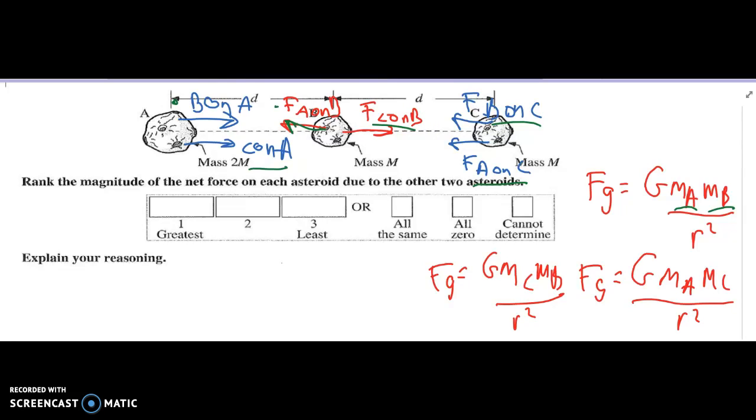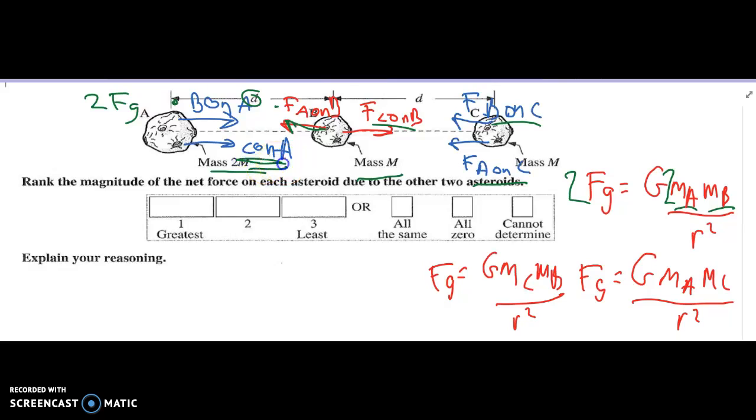So the first one, let's look at force of B on A, so this first one up here. The first one has just mass M, so we'll leave it as M. The other one has mass 2M. So this mass is 2, so the force of gravity on this one is 2. Okay, so this force is 2Fg to the right. The distance is just distance d, so I don't need to change that.